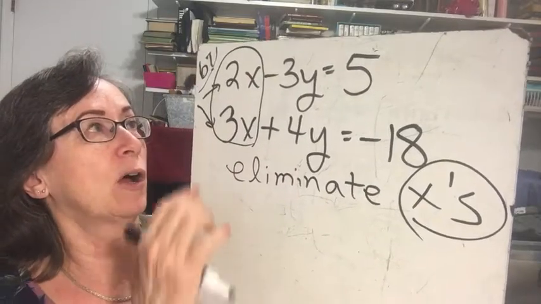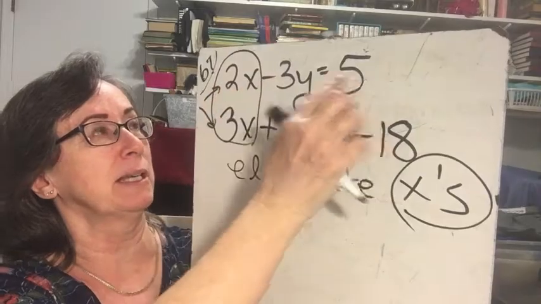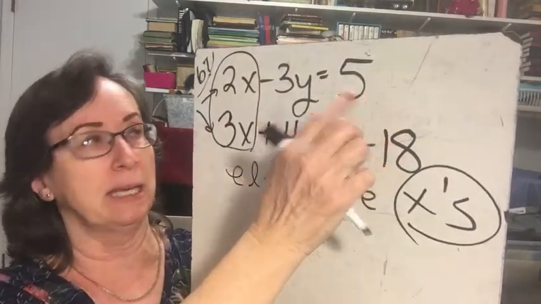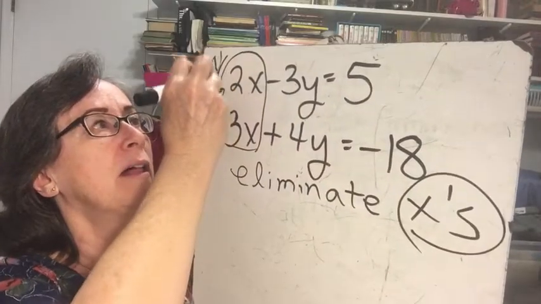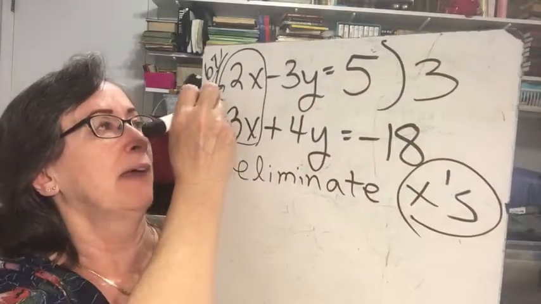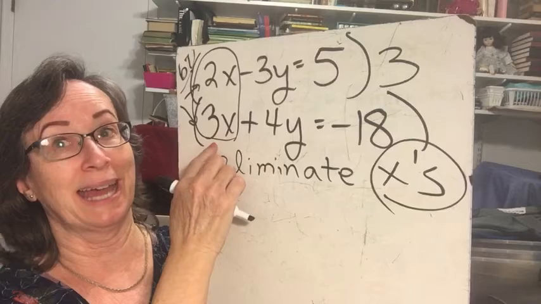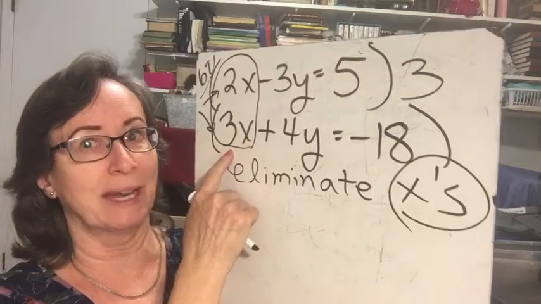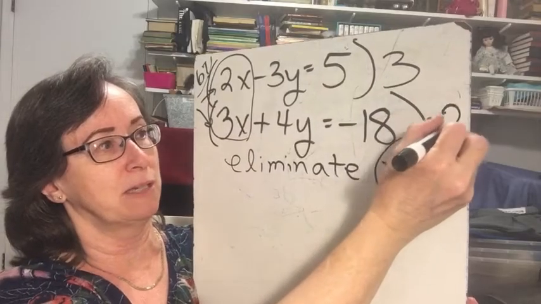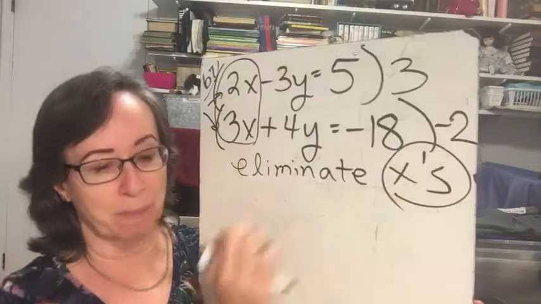Okay, so if I'm going to put the positive on the top, then I'd make this one a positive 6x. So I'm going to multiply the top line by 3 all the way across. And then this one all the way across. If I want that to be a negative 6x, so that when I add them they eliminate, then I want to multiply by a negative 2. Okay, so I'm going to multiply this one by 3 and this one by a negative 2.